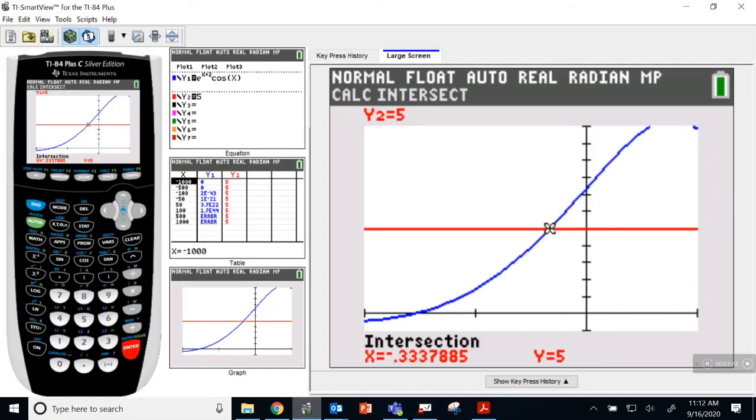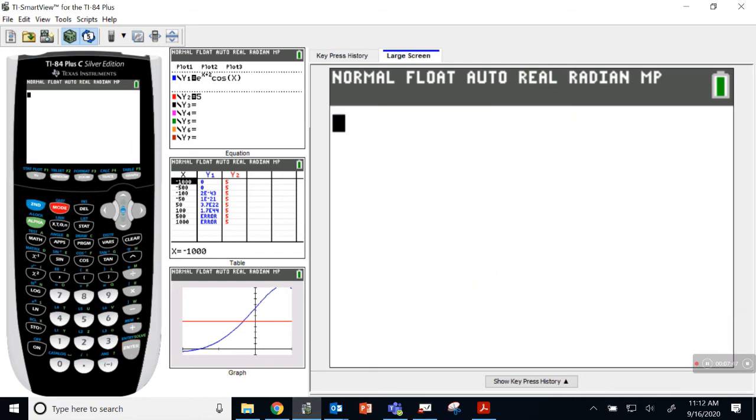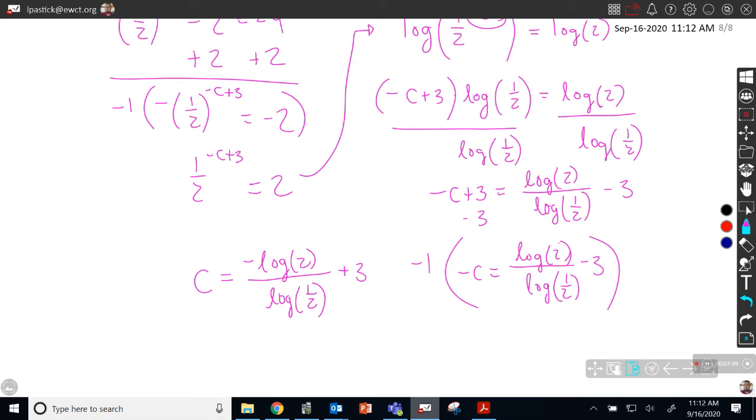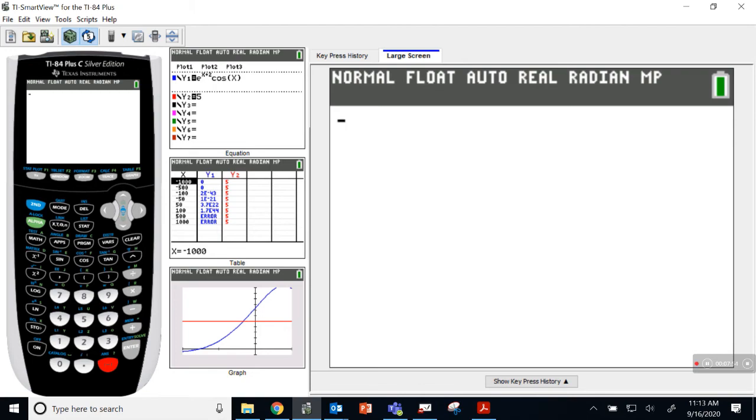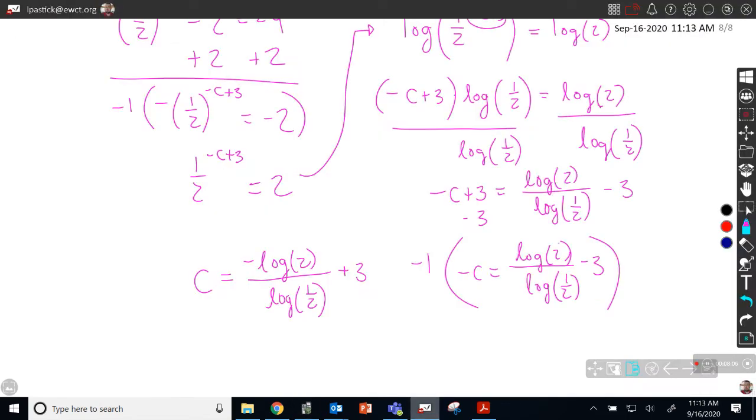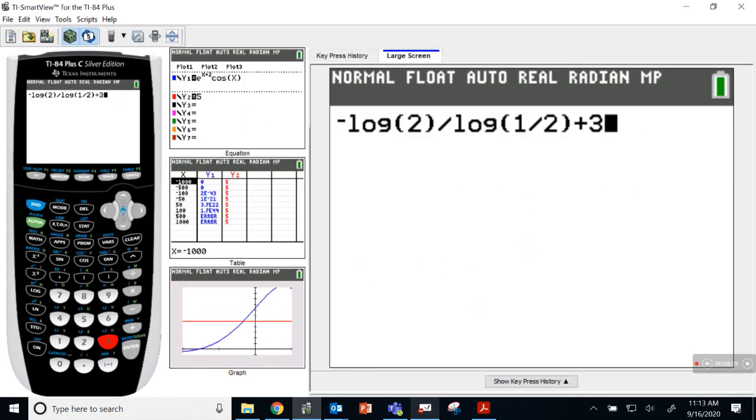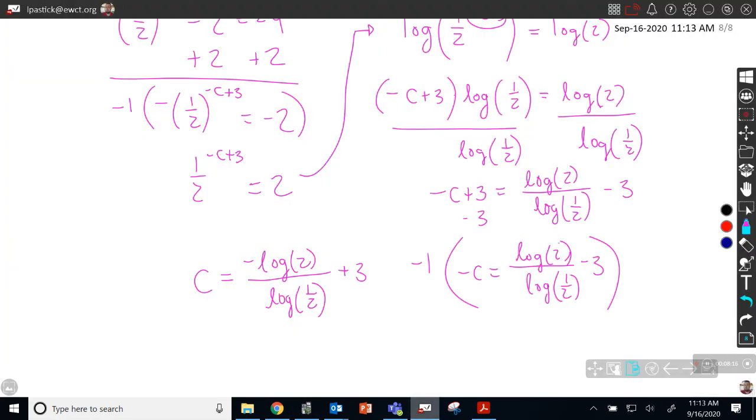So I'm going to type that into my calculator exactly as I see it. So handy dandy calculator, it's from the last video. What am I typing in? Negative log of 2 divided by the log of 1/2 plus 3. Let's make sure that's what I wanted to write. It is. Enter. And that is our value. 4. All that for 4.